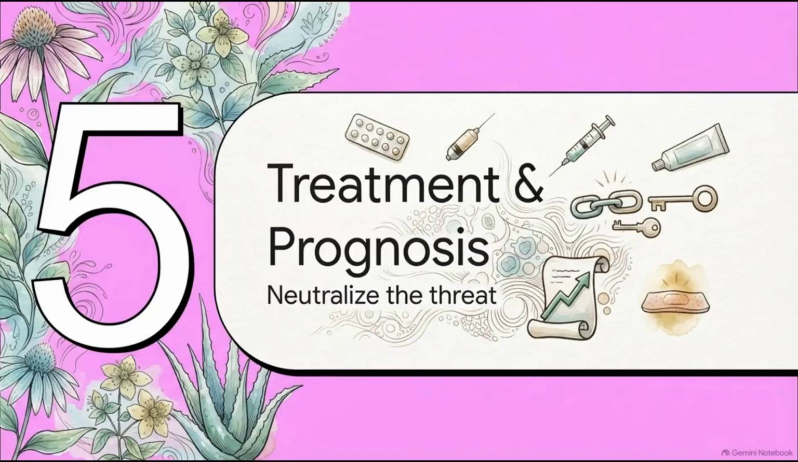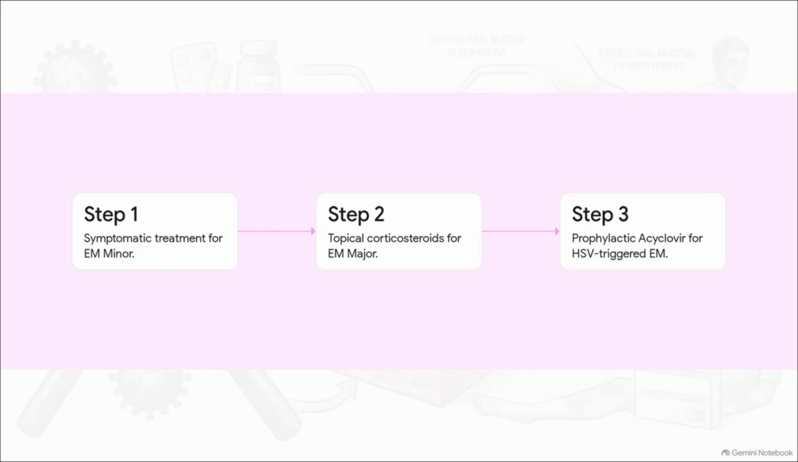Finally, Section 5, Treatment and Prognosis, Neutralizing the Threat. Think of EM management as a strict escalation of care based on severity. For EM minor, step 1 is often just symptomatic relief. Keep the mouth clean with bland rinses, ensure they are getting adequate fluid intake, and use antipyretics.